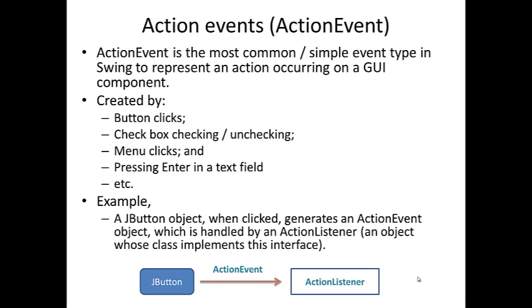An example here would be a JButton object, when clicked, generates an action event object, which is handled by an action listener, an object whose class implements this interface. So we have this action listener waiting to hear an action from the JButton, and when the JButton is clicked, it generates a particular action which the listener is just waiting for. And depending on what that action is, the listener will perform a particular type of activity or function.